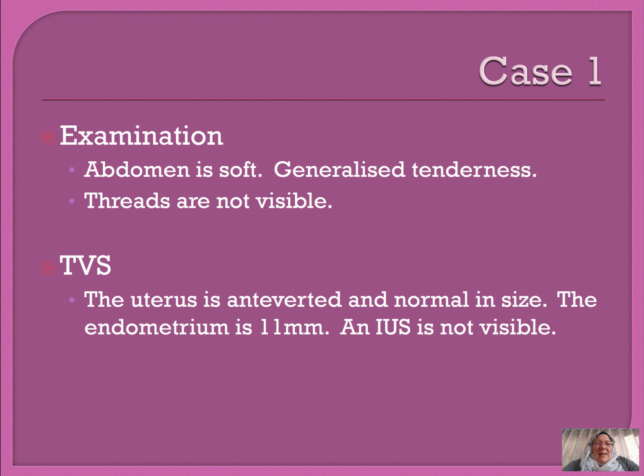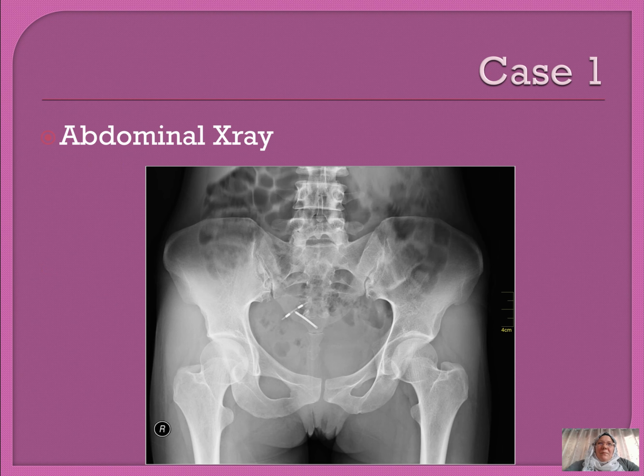The uterus is anteverted, is normal in size, the endometrium is 11 millimeters, and the IUS is not visible. Even on the ultrasound scan, there's no IUS. What are your thoughts, and what do you need to do next? An abdominal X-ray. And what can you see here on this abdominal X-ray? Yes, there's the IUS in the pelvis.